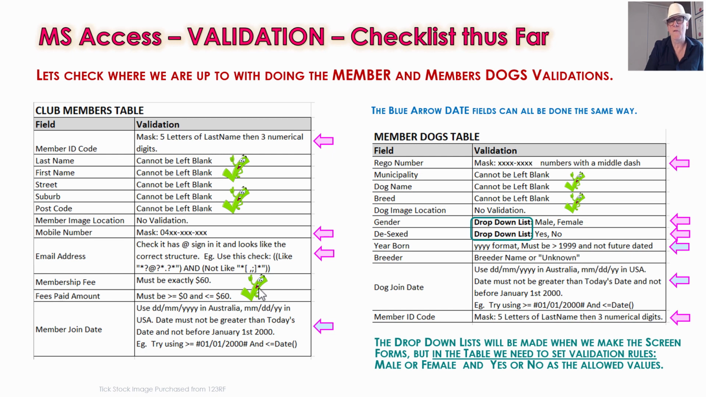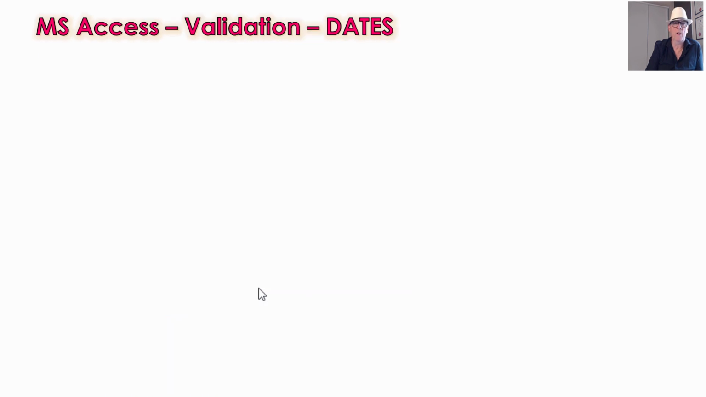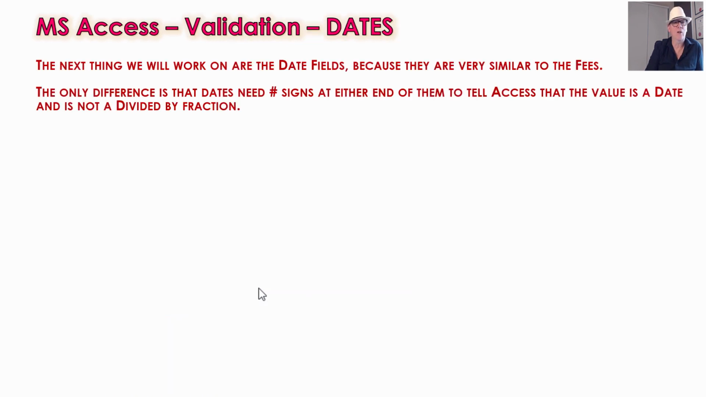Drop down lists. Now they're for the screen form, so we're going to make that later on when we do the screen form, but we will use an or statement to put some validation into the table, but drop down lists we can't do until we've got our screen forms later on, okay? But we will be doing or statements for those two. All right, so let's look at the dates.